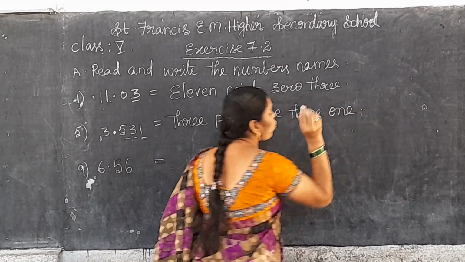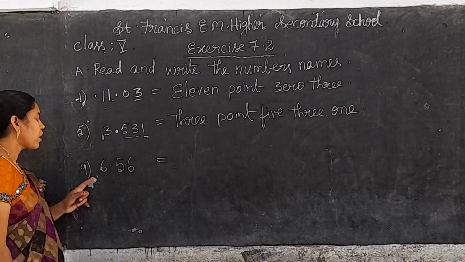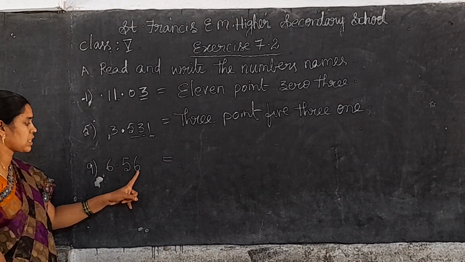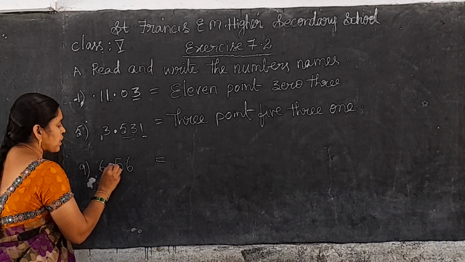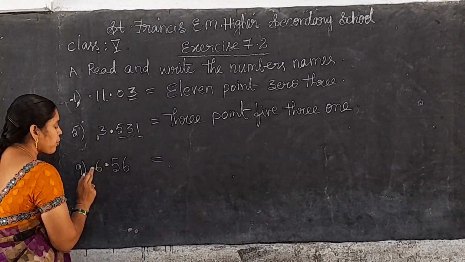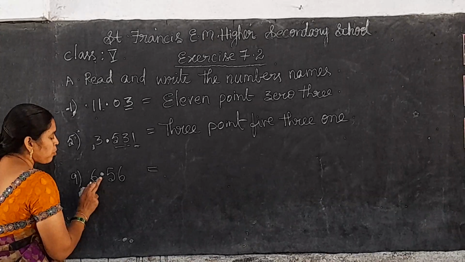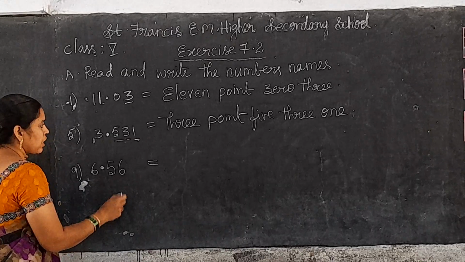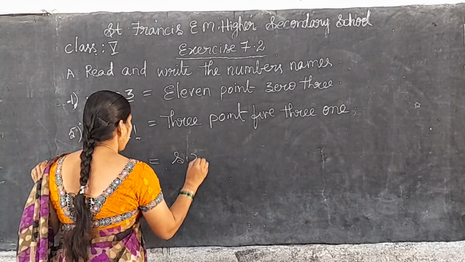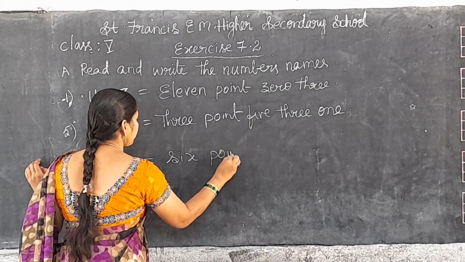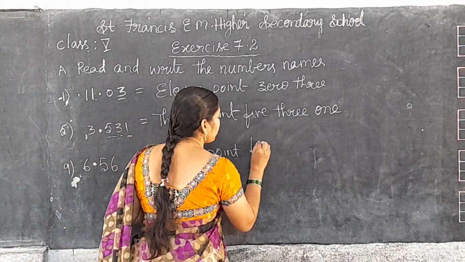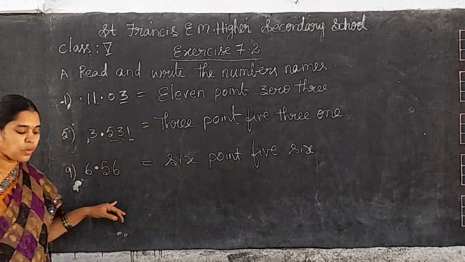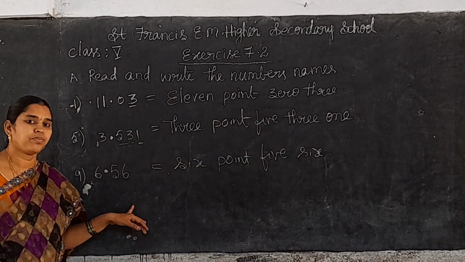Okay. Now I am going to explain the ninth one. 6.56. Point before the number is a whole number, and point after is the decimal number. Correctly, so 6.56. Okay. So first A round is complete.